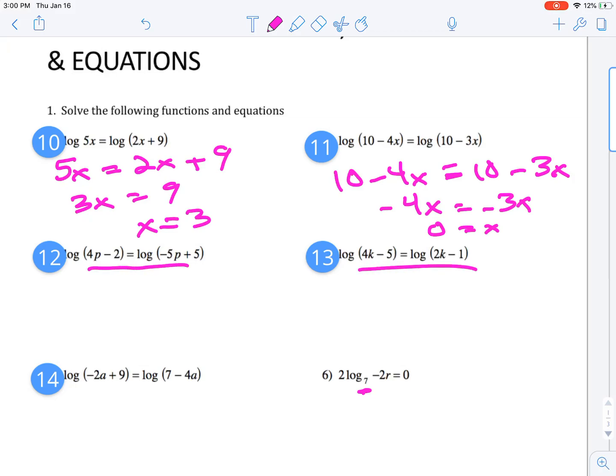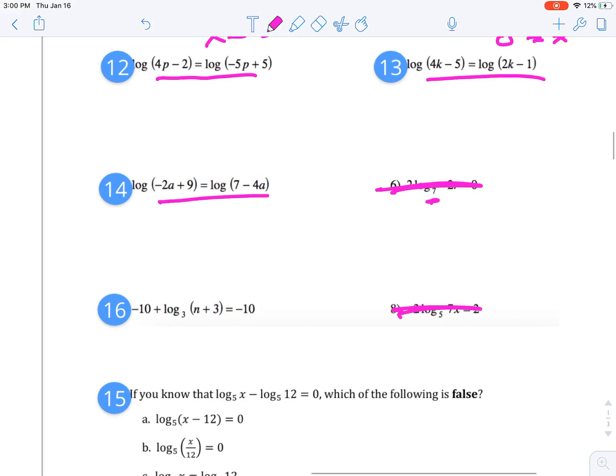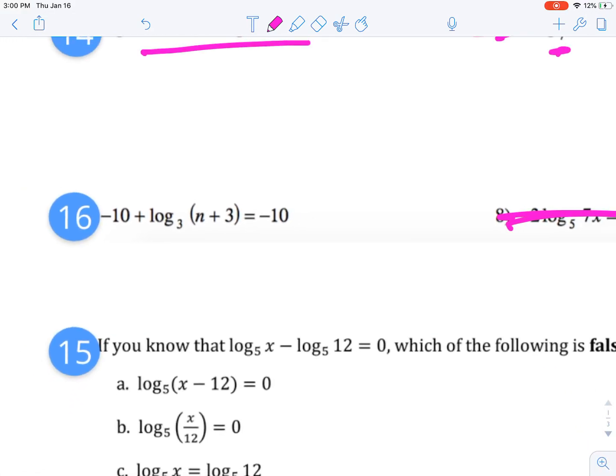Those 2 are the same. That one's the same. Don't have to do 6. That concept will not be on there. 16 is good. So for 16, I'm going to start out by adding 10 to both sides.